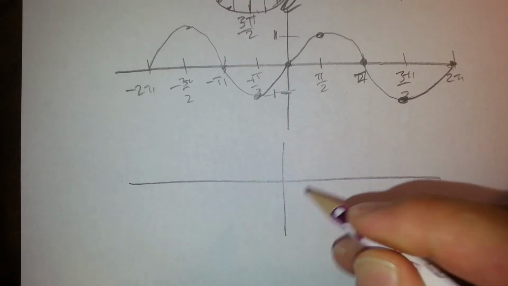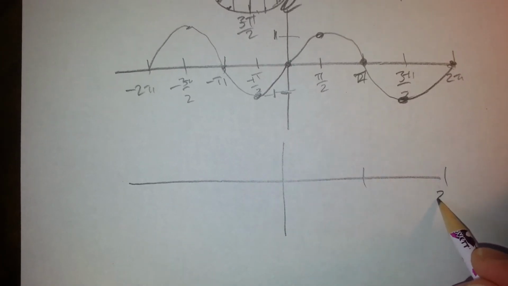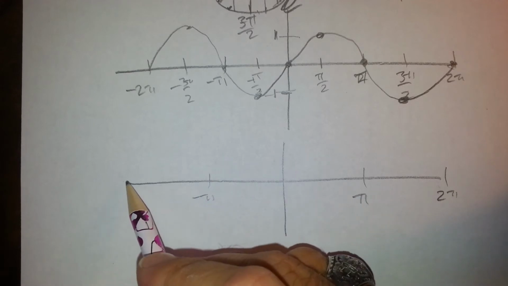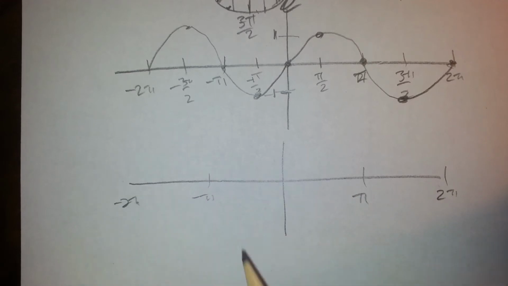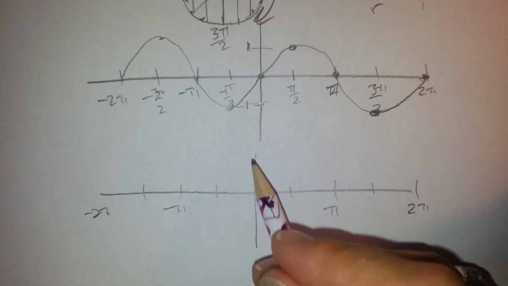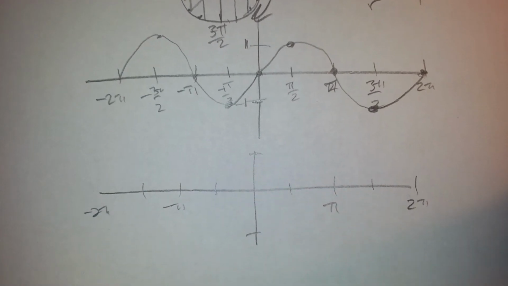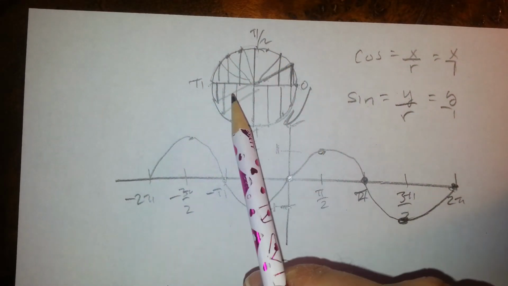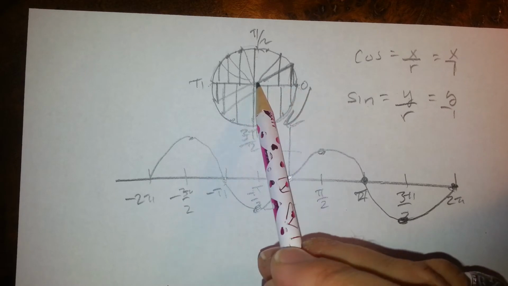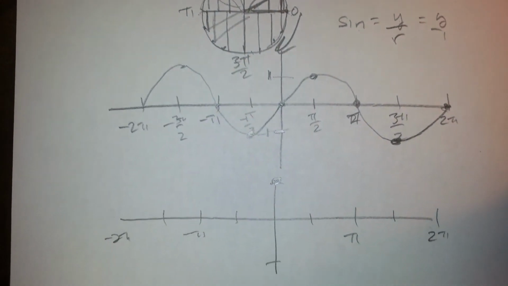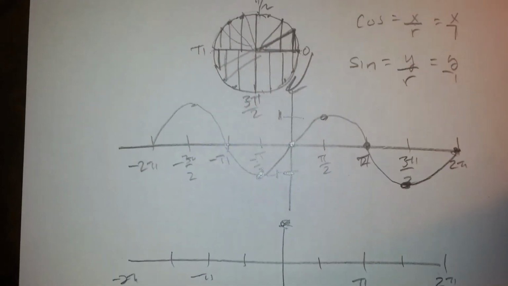And it's real easy to make your own graph. 2 pi, pi, negative 2 pi. Here are increments of pi half. 1, negative 1. And notice the x values of our triangles. As we move around the unit circle, x is full on 1 at 0. So we start out here for cosine. We start out right here.